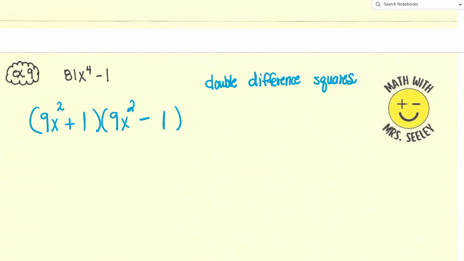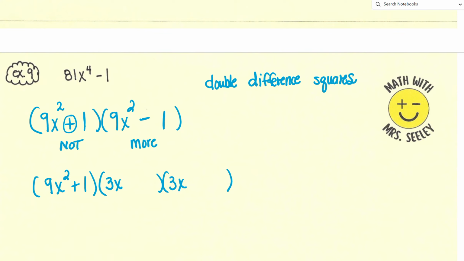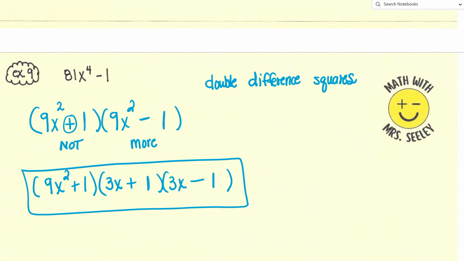Now, on this next step, this one right here, we can't do anything because of that plus sign. You've got to have a difference. Remember, a minus between two squares. Now, this we can do more, because that's a minus between squares. So on the one that we can't touch, we're just going to plop that down. But this is another difference of squares. So to get 9x squared, that's 3x times 3x. To get 1, that's 1 and 1. Now I need a plus and a minus. So that's what a double difference of squares looks like.